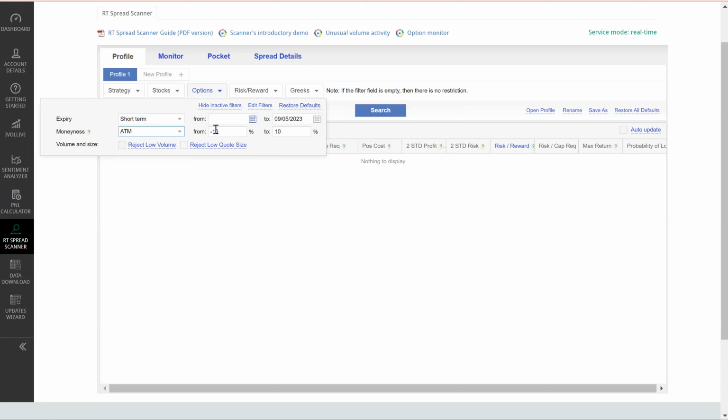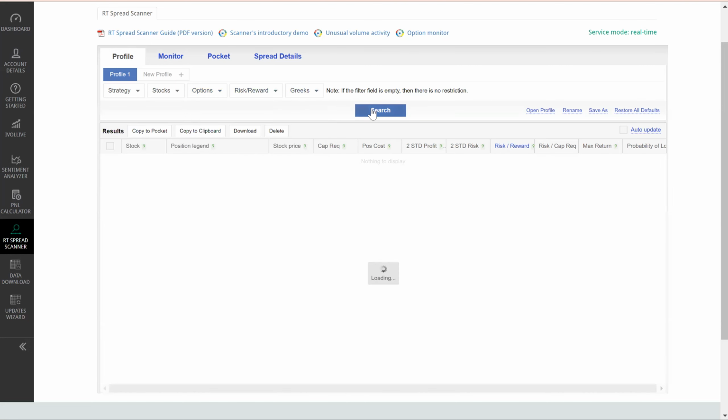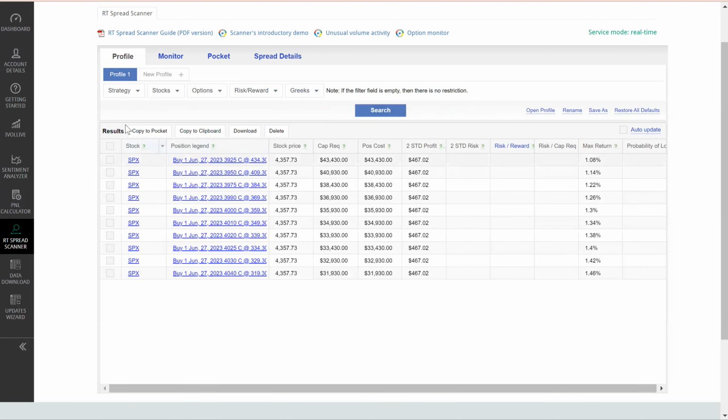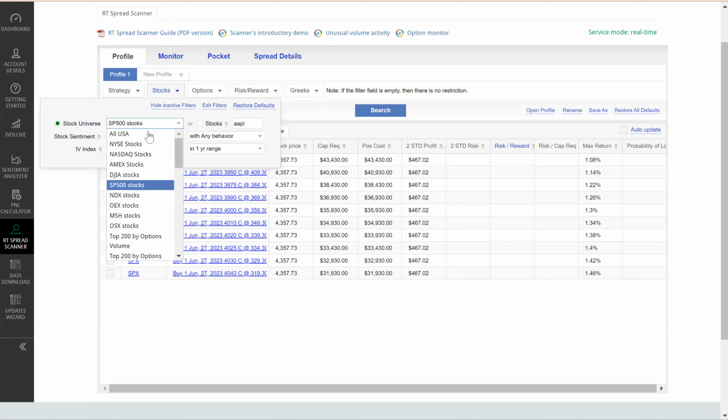Because you want to have some movement that'll be close to the current pricing, risk reward, Greeks, we leave blank. We hit search. So what this is going to do is it's going to run against the S&P. Now, typically the most popular thing that shows up with our system when you run against the S&P is SPX. So one of the indices that I wanted to show actually was the Dow.